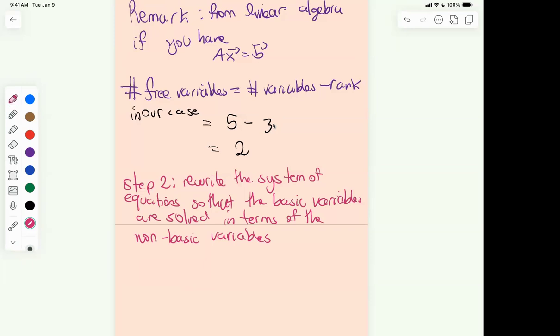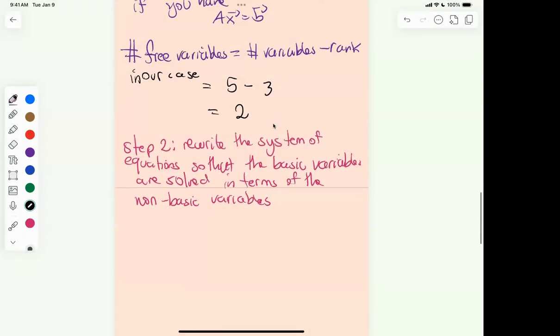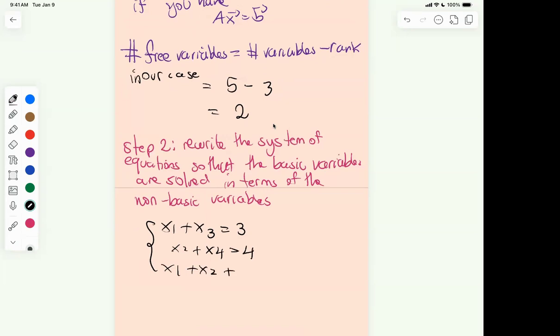What was the system of equations we were working with? I'm not going to use matrix notation for now, but later I'll tell you how to rewrite all of this in matrix notation. The system of equations we had was x1 plus x3 equals 3, x2 plus x4 equals 4, and x1 plus x2 plus x5 equals 5. That's the system of equations that we had.